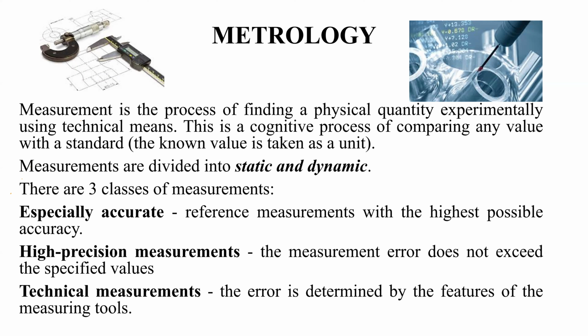Measurements are also divided into some classes. The highest is especially accurate, the highest possible accuracy of measurement, like atomic methods in the evaluation of time, or an example of the length of waves, from the international system of measurements. Next is high precision measurements.